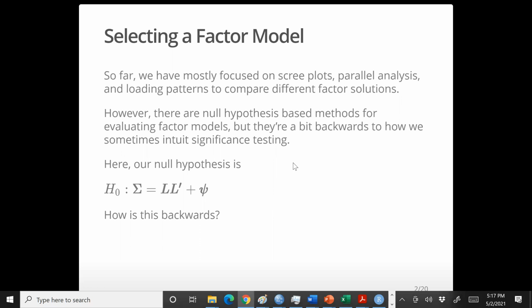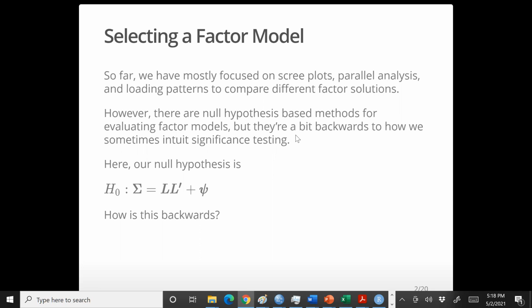So we have mostly focused on scree plots and parallel analysis and interpreting loading patterns for evaluating our models so far. However, we can use null hypothesis-based methods as well. So here, one issue is that it's a little bit backwards of how we tend to think about things, and this is something that I know tripped me up a lot when I first started learning this stuff. So it's worth understanding exactly what we're doing.